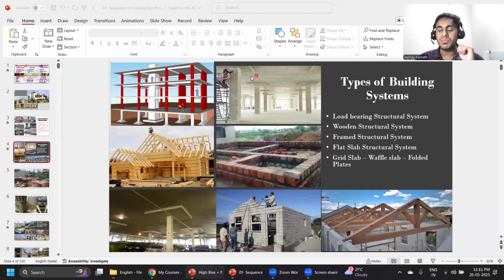And the problem with this particular flat slab system is the punching shear, that is, two-way punching shear. Suppose I take this as a column and this is my slab. When the load comes, it will try to punch like this. This is called punching shear.